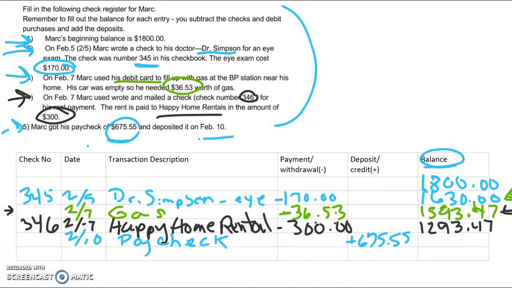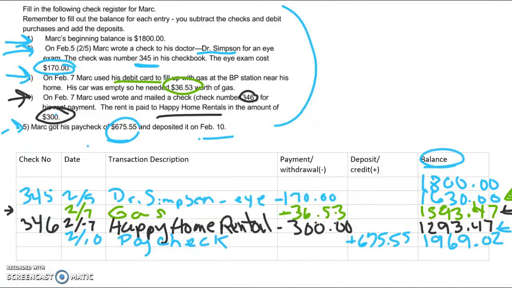Now, when you get a paycheck, we're going to take our last balance of $1,293.47 and add to that our paycheck. So we want to add $675.55. All right, and then that's going to give us a new balance of $1,969.02.